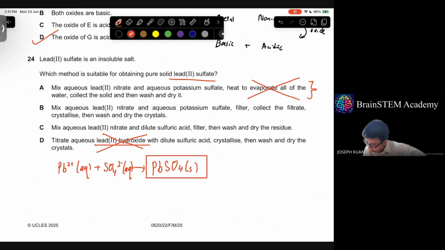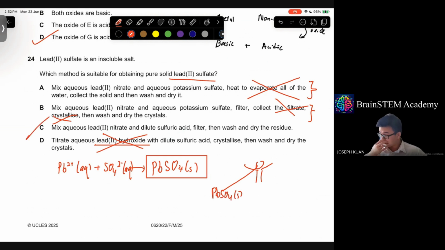And B also, we don't have to do that, right? We don't have to collect the filtrate and crystallize it because it's already an insoluble substance. So the protocol is pretty simple. Just mix these two, lead-2 solution and sulfate solution, which is in your sulfuric acid, together. After that, you filter your residue, which is your lead-2 sulfate, and simply wash and dry it. So C is the answer.